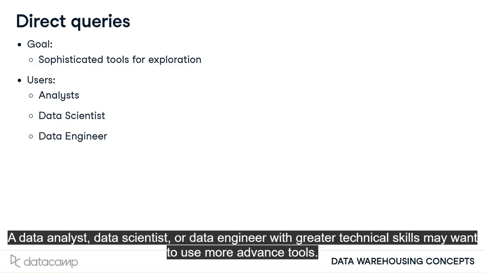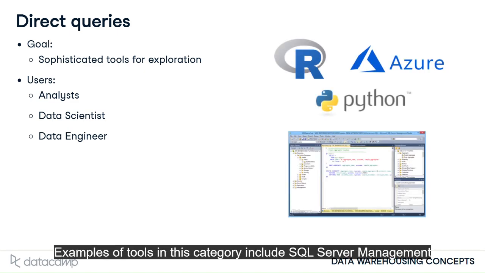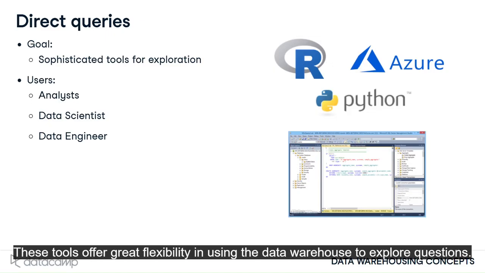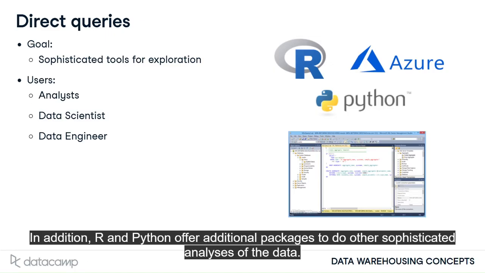A data analyst, data scientist, or data engineer with greater technical skills may want to use more advanced tools. Examples of tools in this category include SQL Server Management Studio, Azure Data Studio, and the popular programming tools of R and Python. These tools offer great flexibility in using the data warehouse to explore questions. In addition, R and Python offer additional packages to do other sophisticated analysis of the data.